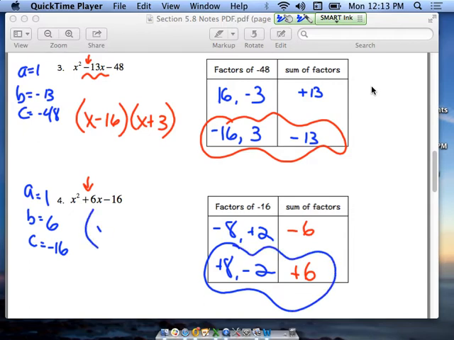So my binomials become x plus 8 times x minus 2. And as always, mentally check to make sure that when you multiply your factors, you get the polynomial that you started with.